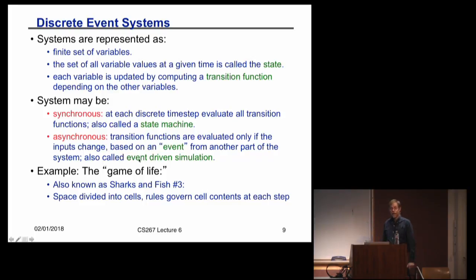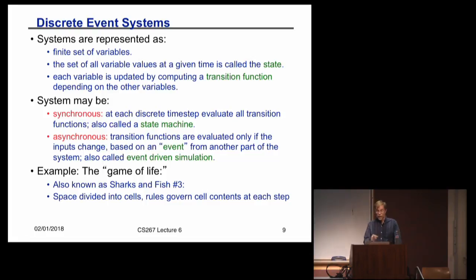And then there's asynchronous, where the transition functions are only evaluated if the inputs change. And so you don't have to look at your neighbors at every time step. It's only when something occurs. So for example, if a cell in memory is not going to change every time step, it's only going to be when a read or a write is applied to it, and that's a different kind of simulation. We're going to call that event-driven simulation. And the game of life works there too.